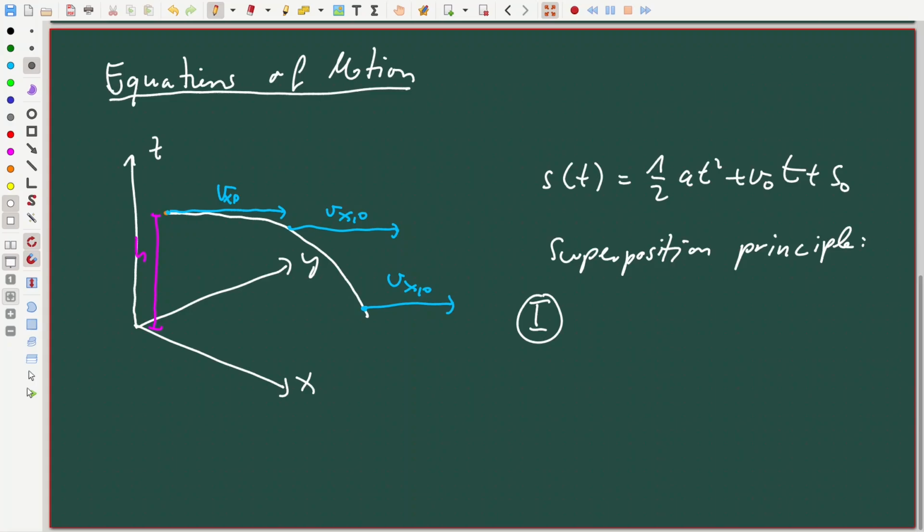The first one will describe our x component, which is x of t equals, and then we have only, as I said before, a component in x direction, which means that this would be vx0 times t. Since it only has an initial speed in x direction, we can also ignore this x here, and we can just write v0 t.